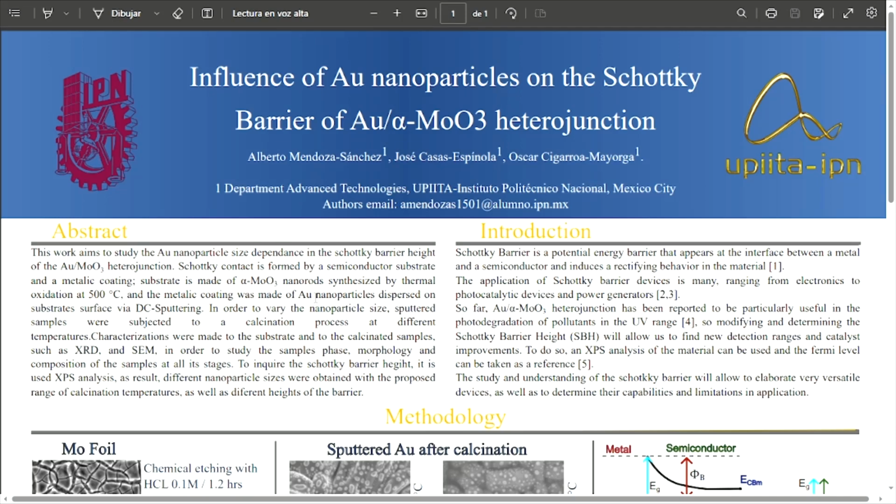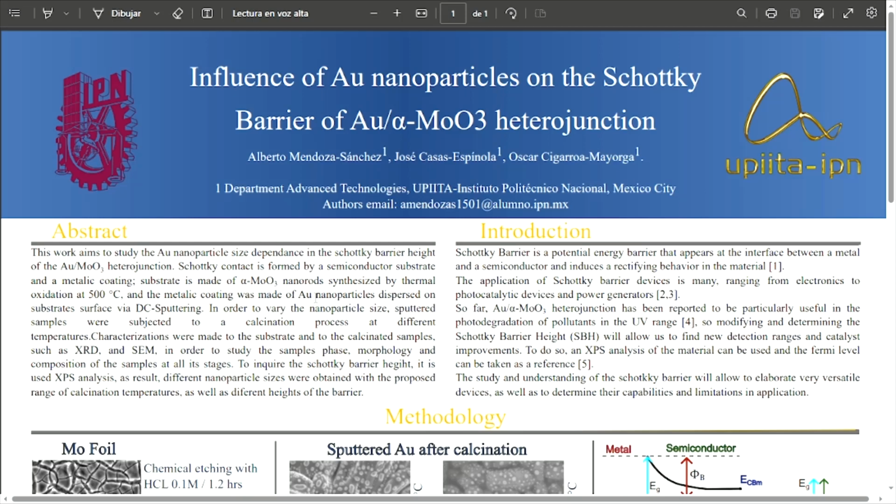So, the Schottky barrier is a potential energy barrier that appears at the interface between a metal and a semiconductor, and induces a rectifying behavior in the material. The applications of Schottky barrier devices are many, ranging from electronics to photocatalytic devices and power generators.